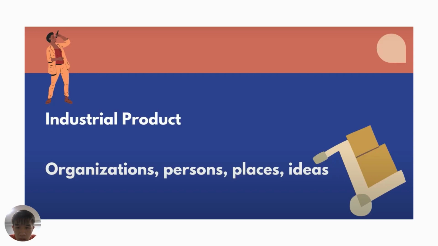Industrial products are purchased for further processing or use in business. Organizations, persons, places, and ideas can also be products because they can create and change your opinion. Think about a celebrity using a product that you hate, but seeing him using it, you change your opinion.